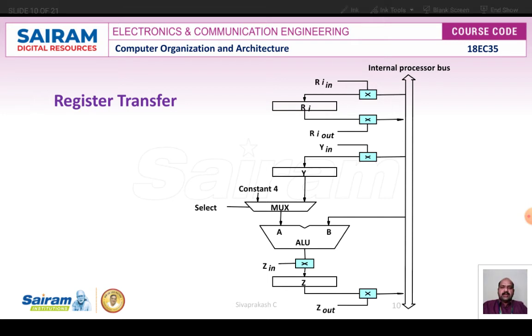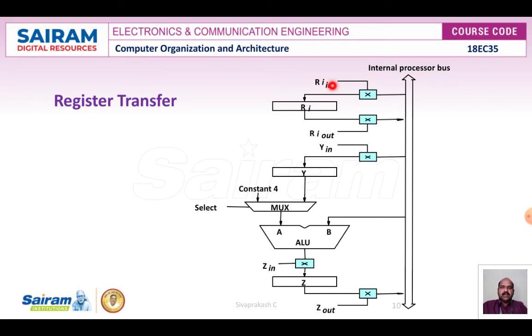When this Ri in input is set to 1, the data on the bus is loaded into the Ri register. Similarly, when Ri out is set to 1, the content of the register Ri is placed on the bus. While Ri out is equal to 0, the bus can be used for transferring data from other registers, not the Ri register.